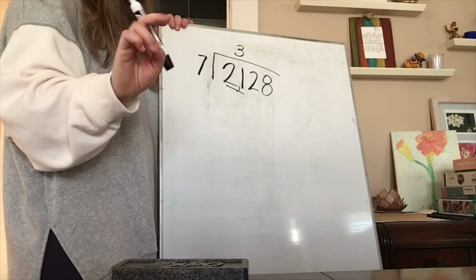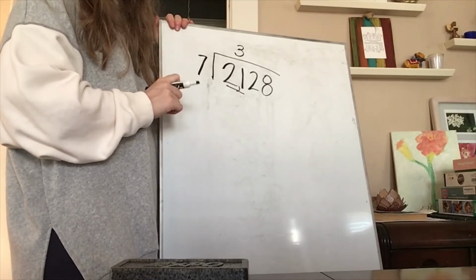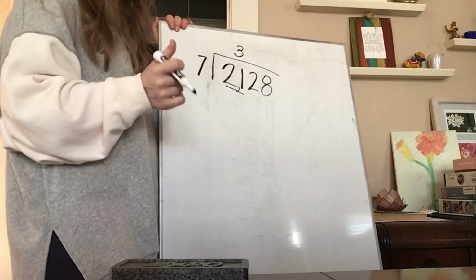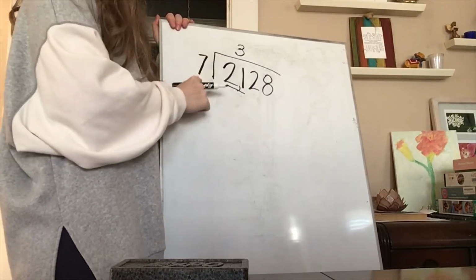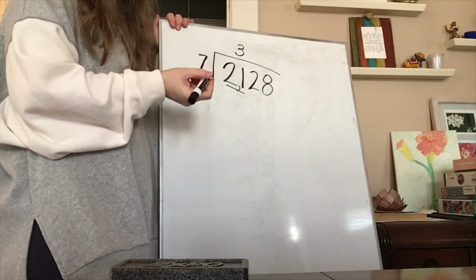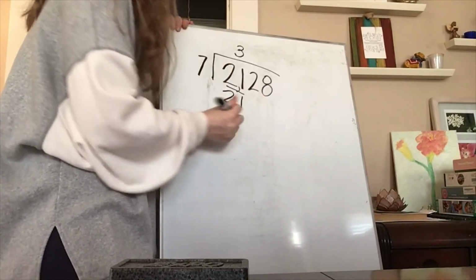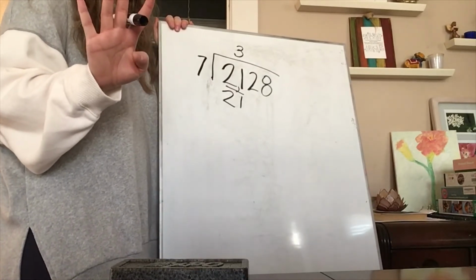We multiply the digit we just got by our divisor. Good. We multiply the digit we just got, 3, by our divisor, 7, which equals 21. I'm going to put that right underneath the first 2 digits of my dividend. Okay, what do I do next?